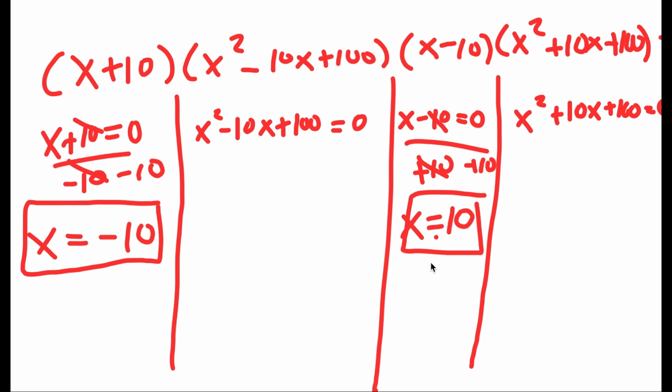So these are already two solutions for x, but now I'm actually going to get 4 more because each quadratic equation gives me 2 solutions. So I'm going to first solve x squared minus 10x plus 100 equals 0.